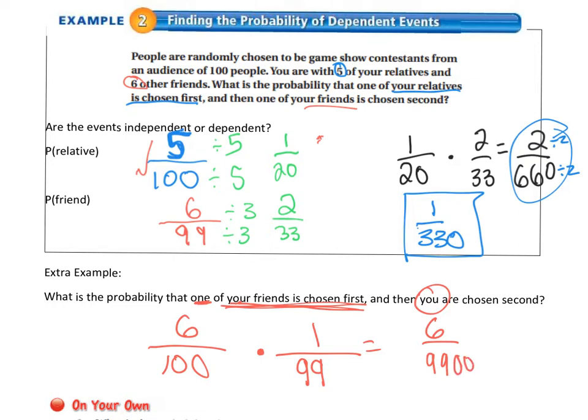And now we just have some simplifying to do. We can divide the top and the bottom by 6 and get 1,650 in the denominator. So there's a very slim chance that your friend and you are going to be up on stage together.